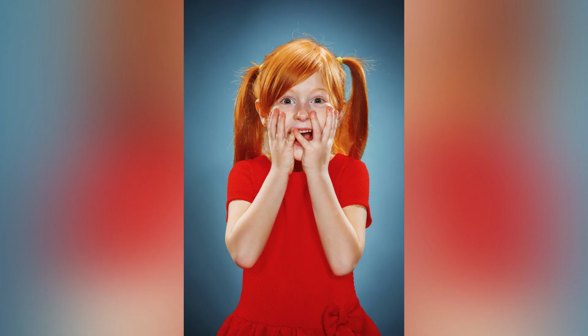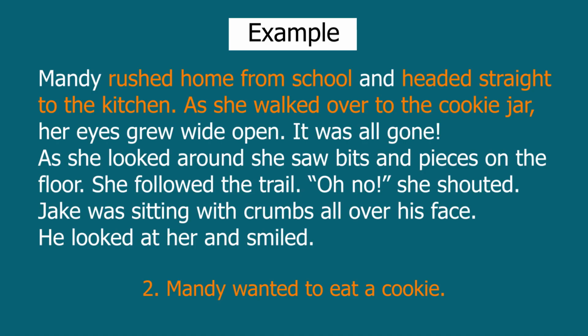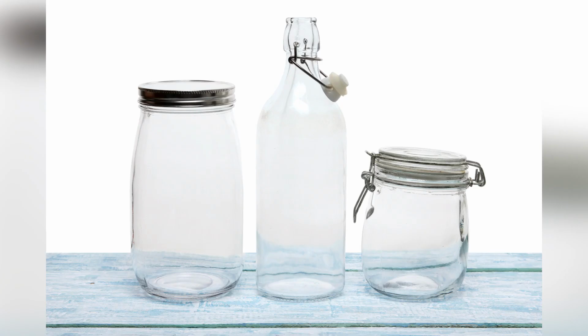Her eyes grew wide open. Now, if her eyes grew wide open, why did that happen? It was all gone. Was the cookie jar full? All gone gives us the clue that the cookie jar was empty.